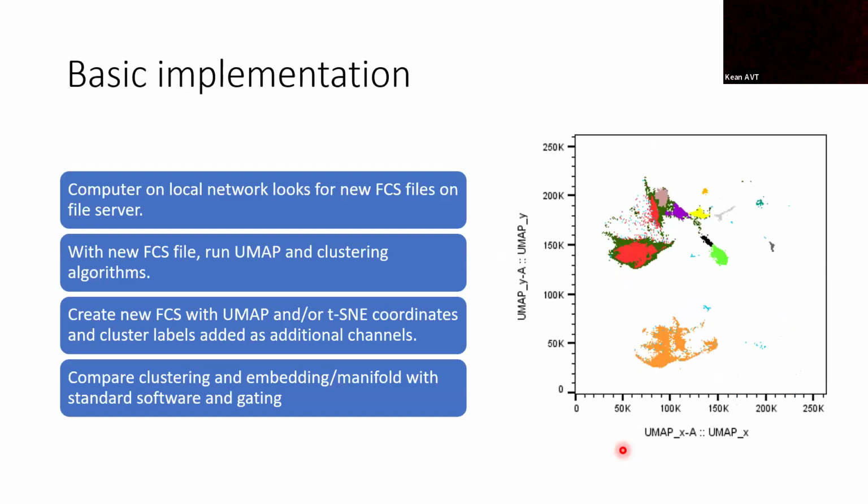Okay, so how can we implement it in a real application? So one thing we can do is set up a computer on a local network that's going out and actively looking for new FCS files as they're deposited on a server. So with those files, we can then run our UMAP or other clustering algorithms and create the labels, which we can then use as new channels in our FCS files, save those and review those with our standard flow cytometry software.